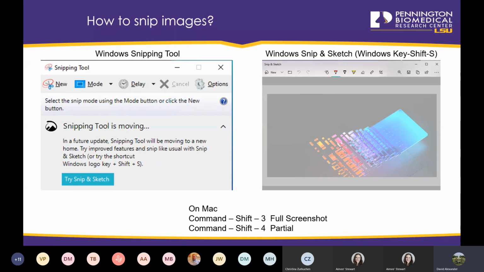Highly recommend it. And again, that's very Windows centric, but if you were on a Mac, you can get to the same type of functionality by saying Command-Shift-3 to screenshot your entire screen, or Command-Shift-4 to do a partial sort of small clipping. So again, those are the Mac equivalents.